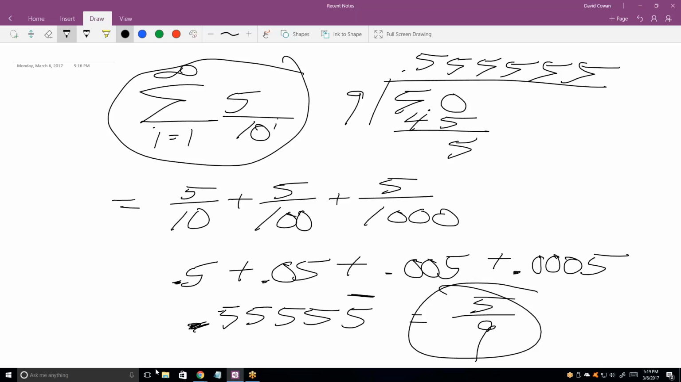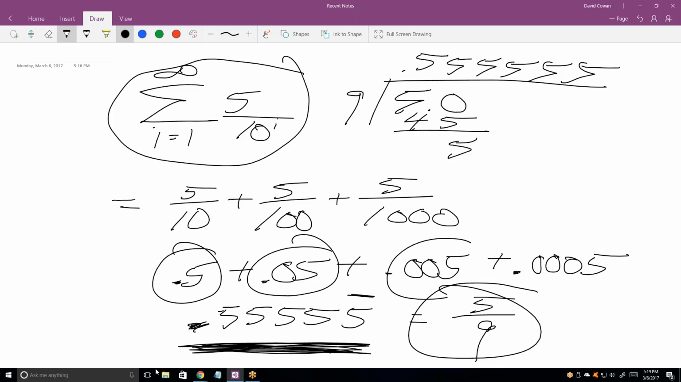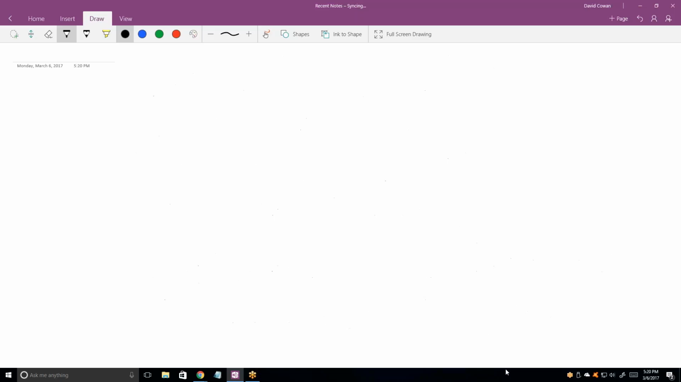In other words, if I sum up all infinite number of terms, I get this down here, right? First of all, make sure you see that. In other words, 0.5 plus 0.05 plus 0.005 gives you 0.555555 forever. That is the same as 5/9. Okay, what else you got?